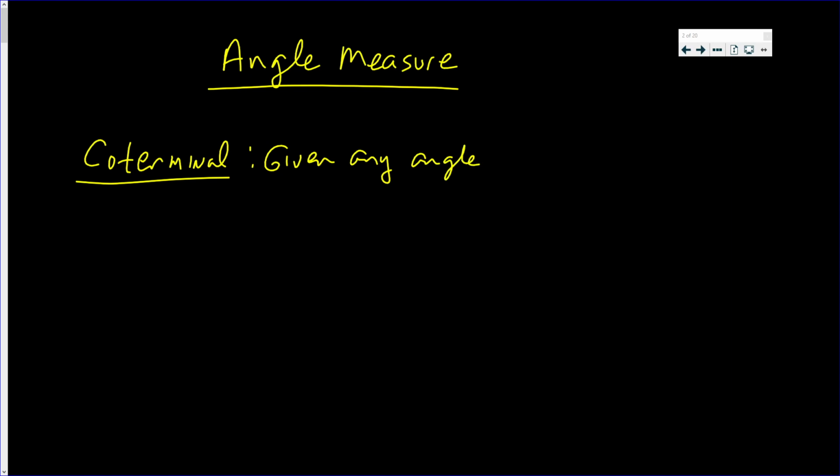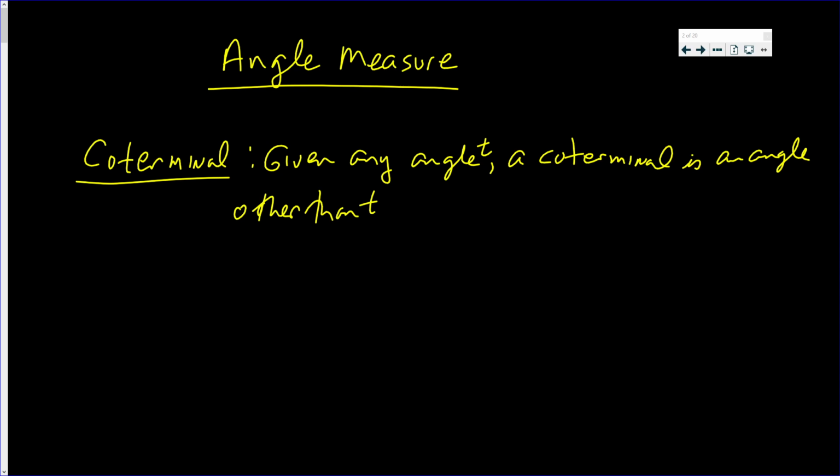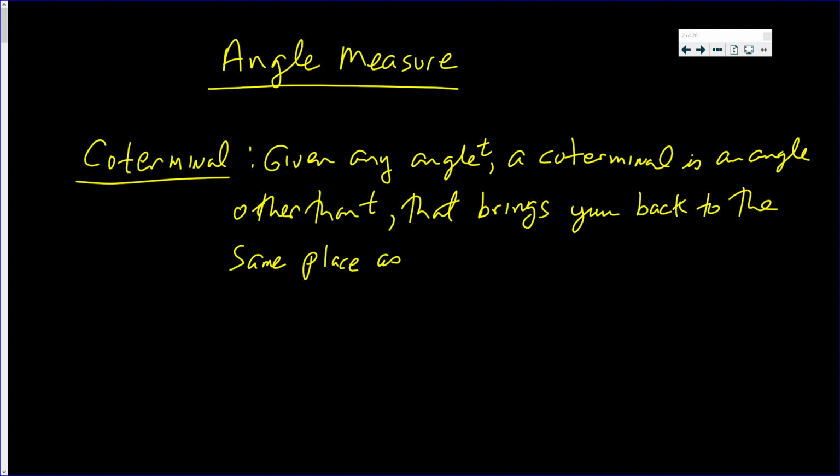Given any angle t, a coterminal is an angle other than t that brings you back to the same place as angle t. What does that mean?